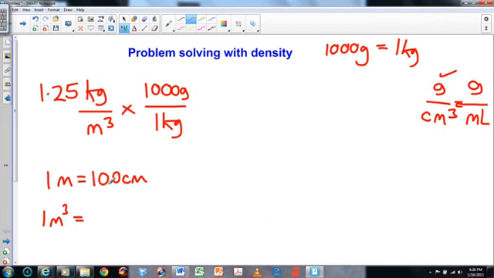What that gives us is it takes us from 2 zeros to 6 zeros. And a number with 6 zeros in it is 1 million. 1 million centimeters cubed.